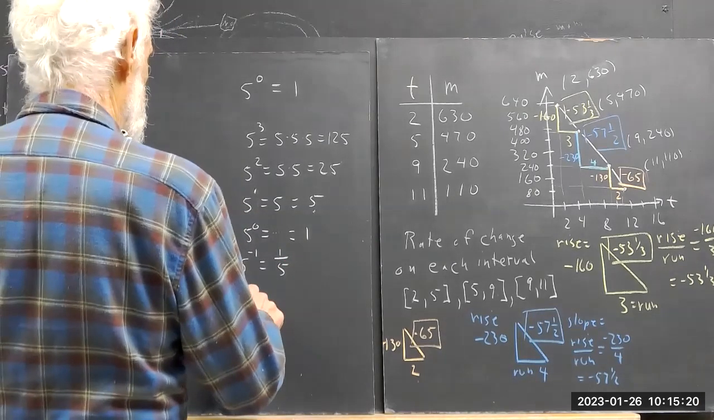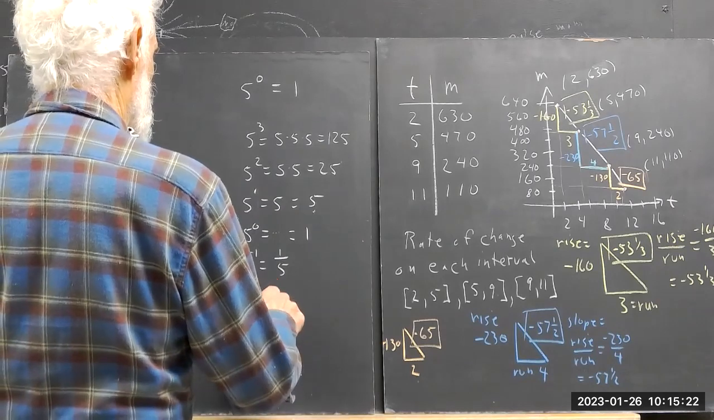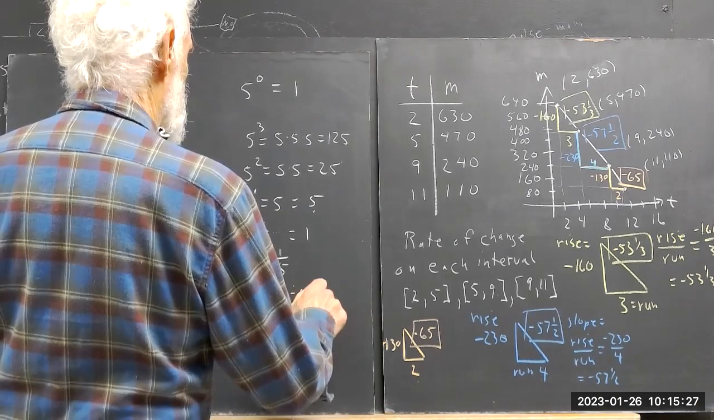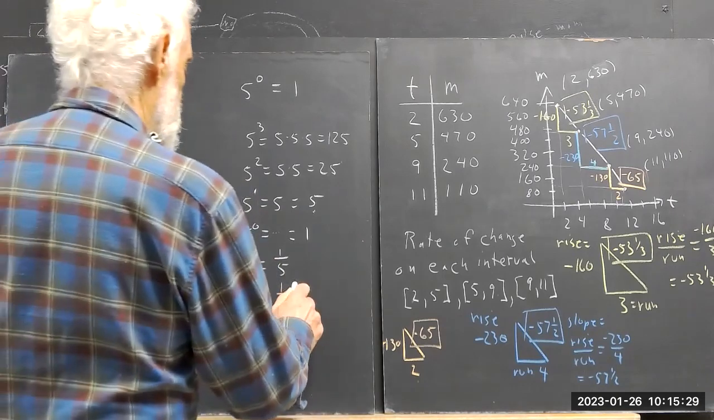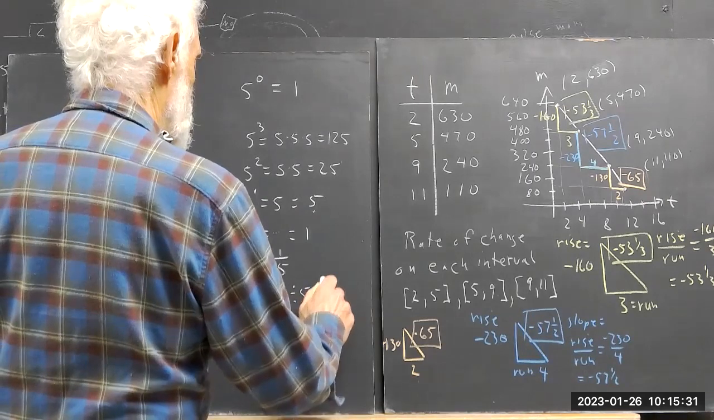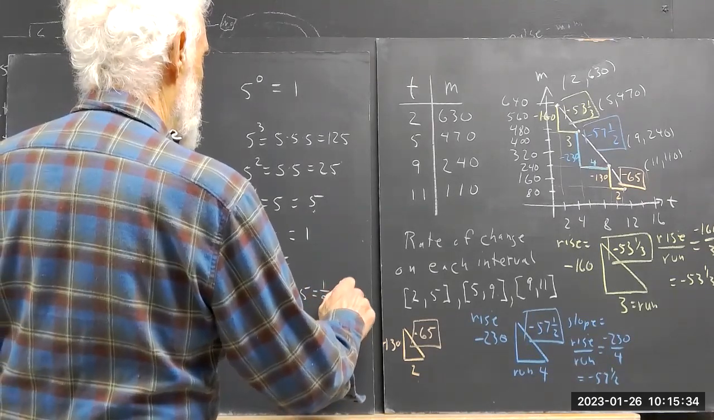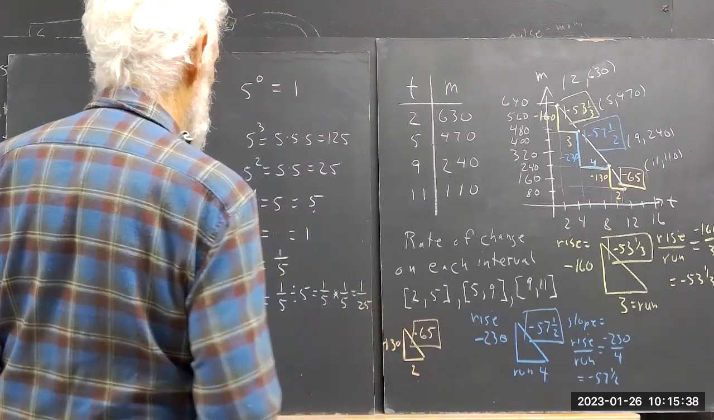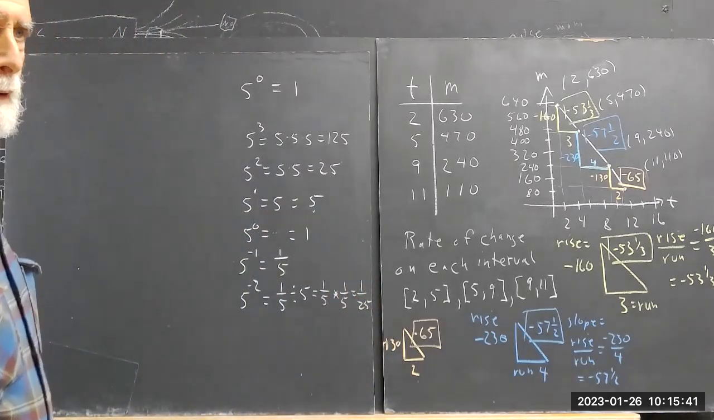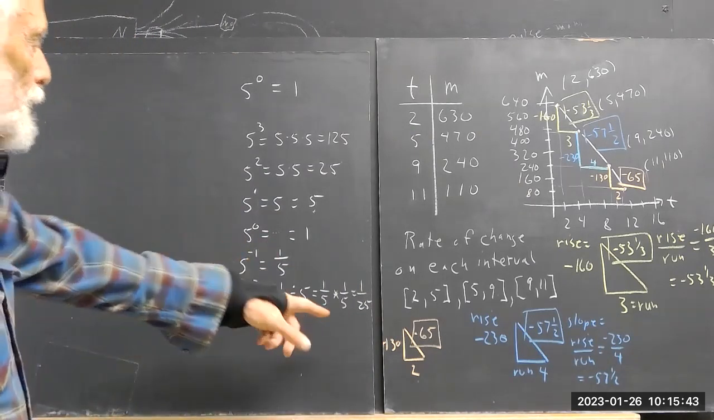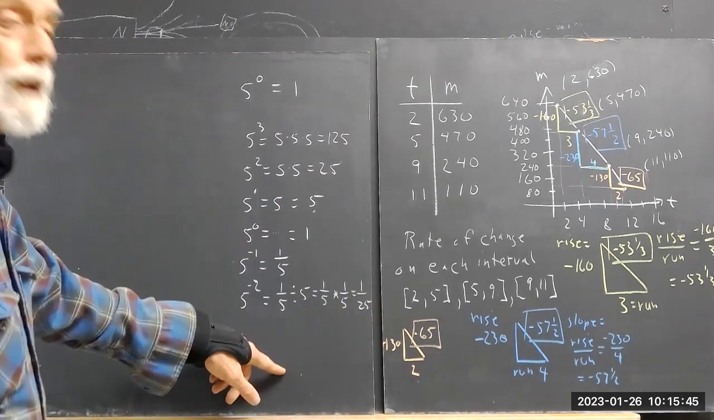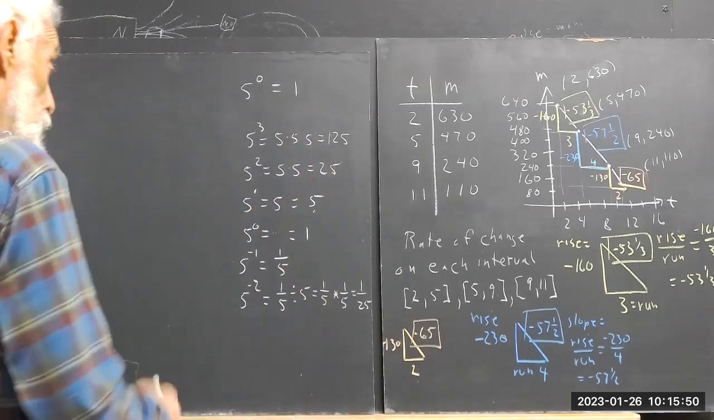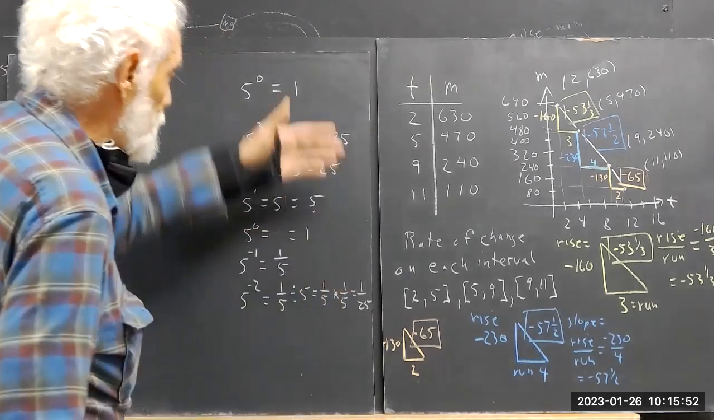And then 5 to the negative 2 has got to be 1/5 divided by 5, which is 1/5 times 1/5, which is 1/25. Okay. But really, we don't care that much about the numbers. And actually the next one is going to be 1/125. You're just going to have these numbers here in the denominator. Every time you divide by 5, your denominator is going to get that much bigger.